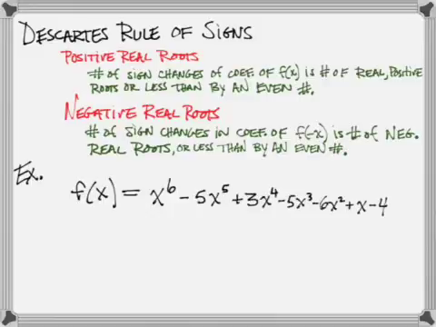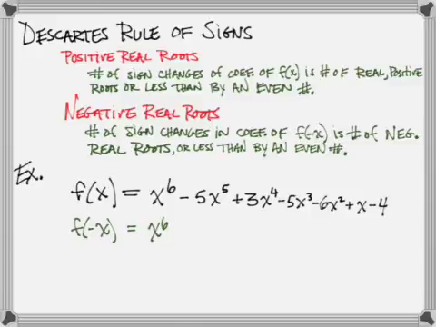This should be today's goal problem. So I have f of x is x to the 6th minus 5x to the 5th plus 3x to the 4th minus 5x to the 3rd minus 6x squared plus x minus 4. So I have to write the function, and then I have to put in negative x into this.